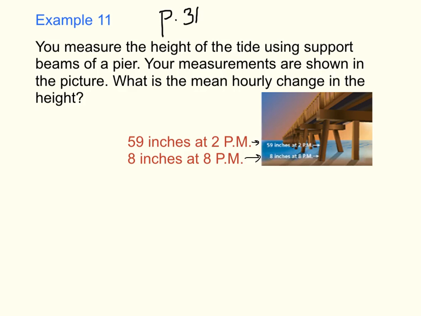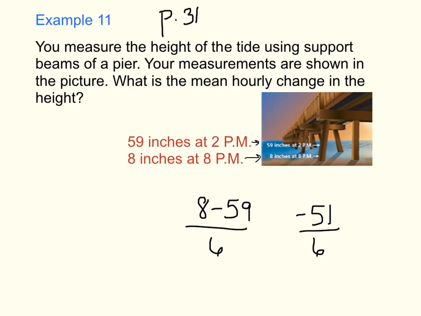So here we go. 8 minus 59. At 2 p.m. it's 59 inches. At 8 it's at 8 inches. So it drops. It drops how much? It drops 51 inches. But how much time has elapsed from 2 p.m. to 8 p.m.? From 2 p.m. to 8 p.m., that's 6 hours. So over 6 hours, the tide has dropped 51 inches. That's why it's negative 51.